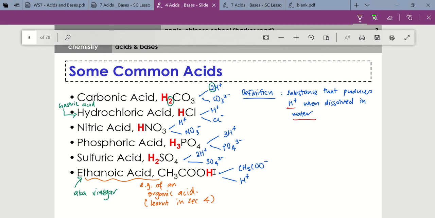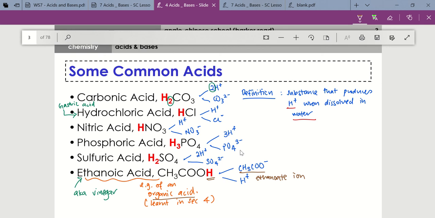Ethanoic acid is a little bit different. Not all the hydrogen in the molecule is being dissociated to form hydrogen ions. Because it's a different type of acid, we call it organic acid. You will notice that the way it's being dissociated to form ions is slightly different. Only the last hydrogen at the back of the formula is dissociated to form hydrogen ions. The rest of it forms this ion called ethanoate ion. You don't need to know this at this point of time. You only need to know this in Sec 4.